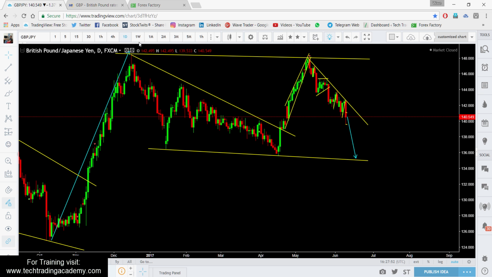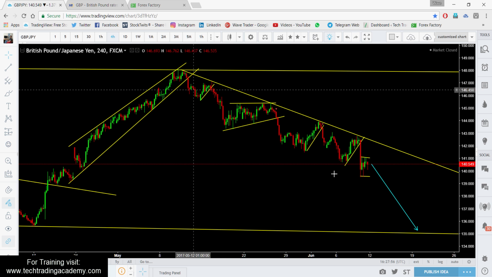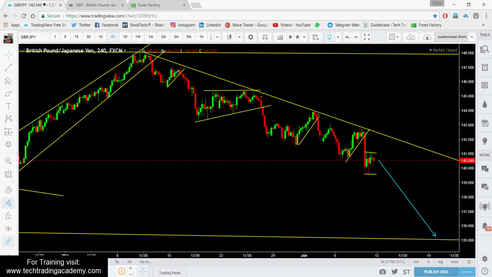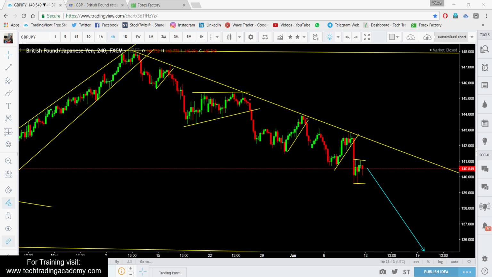Pound yen. We were anticipating a breakdown last week at this area. So fellows, my focus is on pound USD, the reason I have explained pretty well with so much detail. So I'm going to show you other pairs where you can see more trade setups for upcoming weeks. So last week we were anticipating continuation.